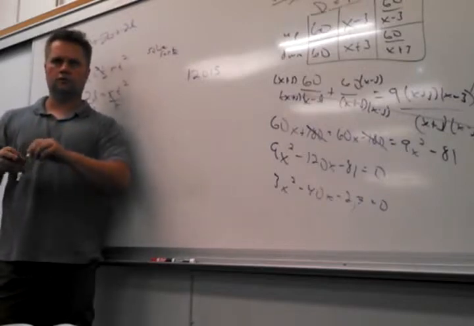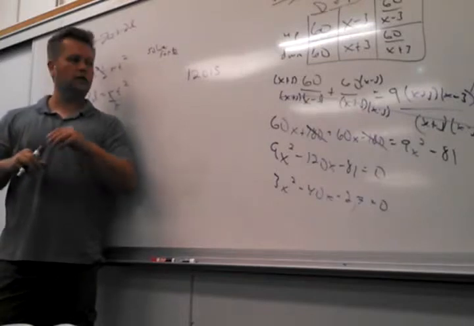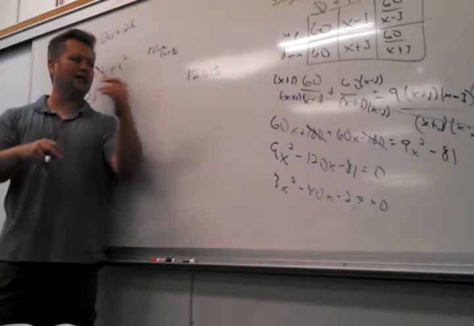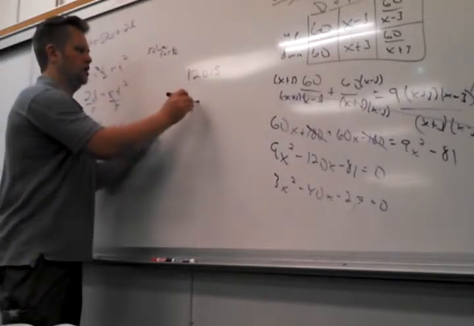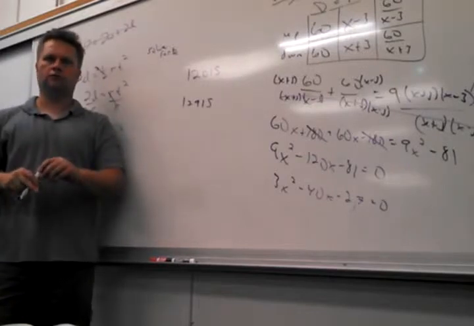It doesn't matter how big or how small the number is. If the digits add up to 9 or a multiple of 9, like they added up to 18, right? So if I had 1, 2, 9, 1, 5, those add up to 18. 9 will go into it.